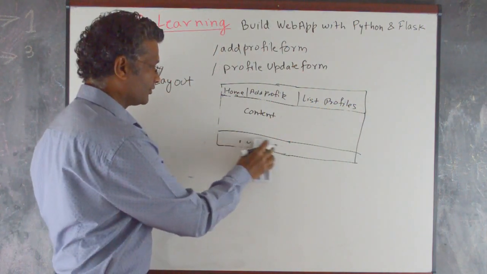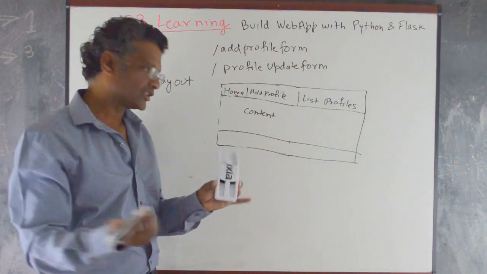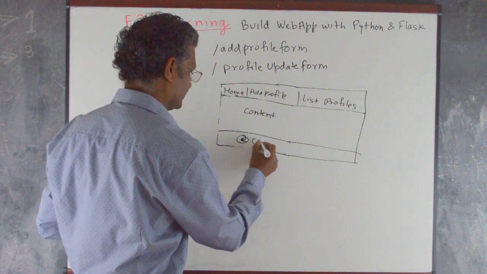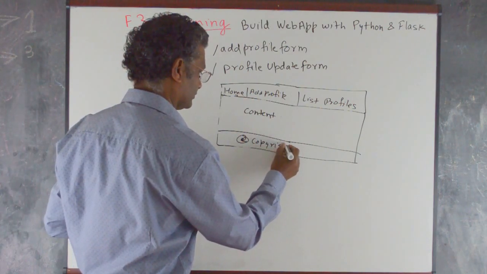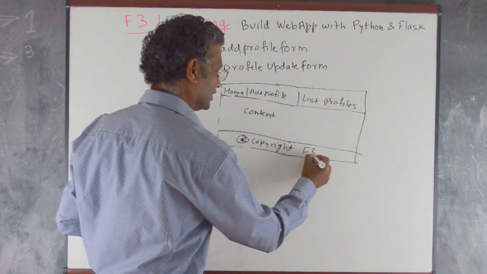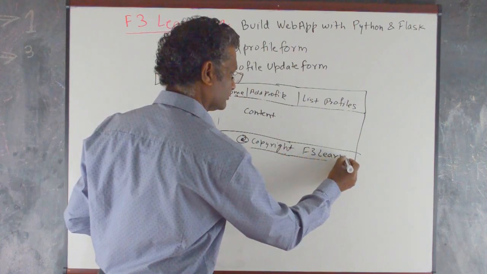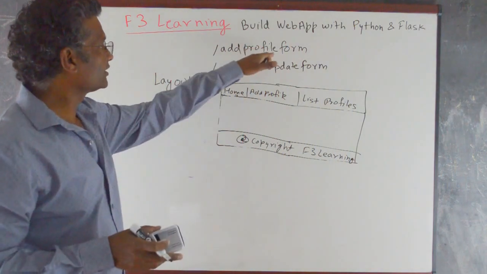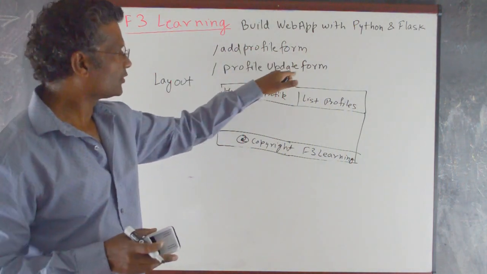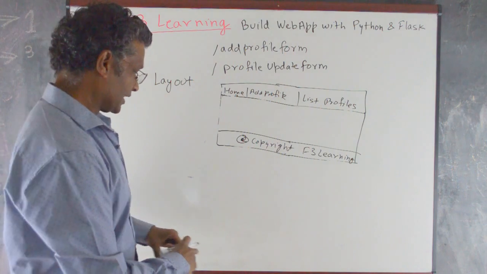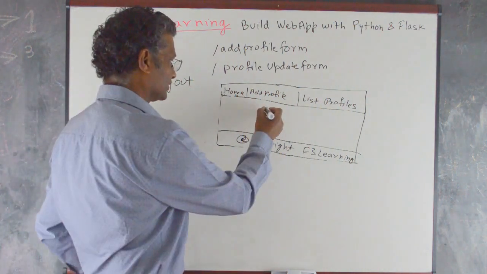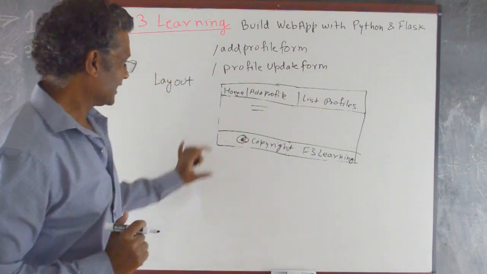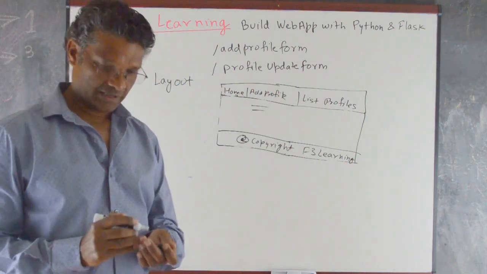And in the footer, what can we have? We can just have a simplistic thing called copyright, F3 learning. And content is where you want to show what is in the profile: add profile form, show profile, profile update, or even the list. So you will keep changing this portion and these things will not change.